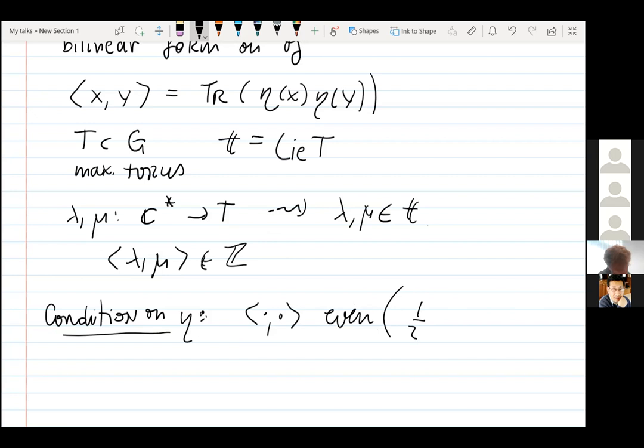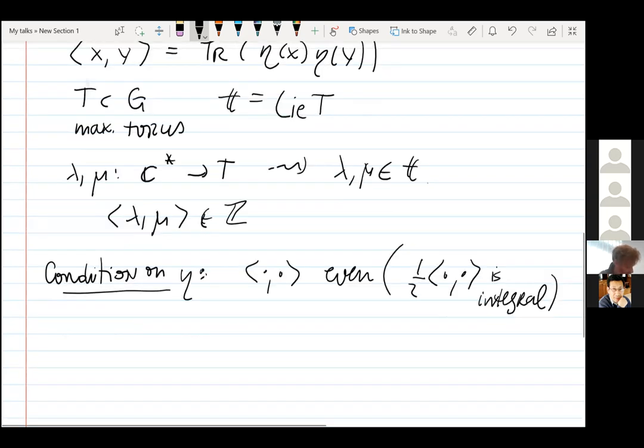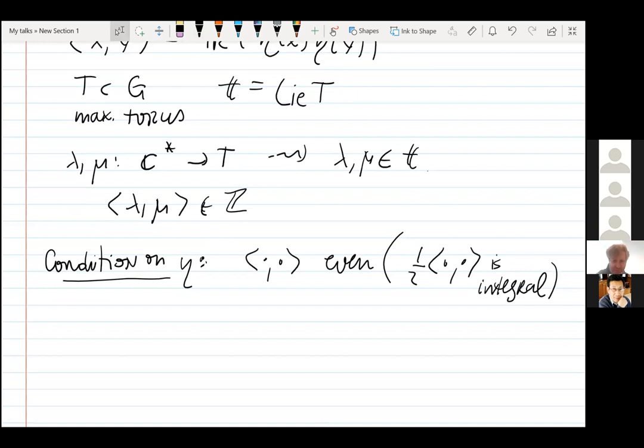It means that one half of the form is still integral. You can show that this condition is actually equivalent to the following topological formulation. This is how physicists would explain it, this is how Witten would explain it, a topological formulation.